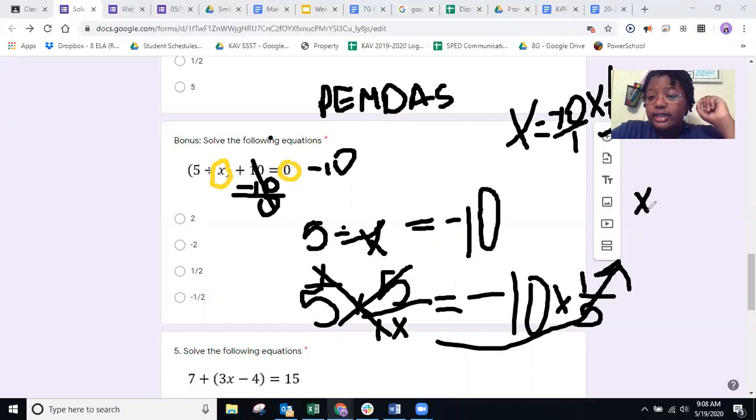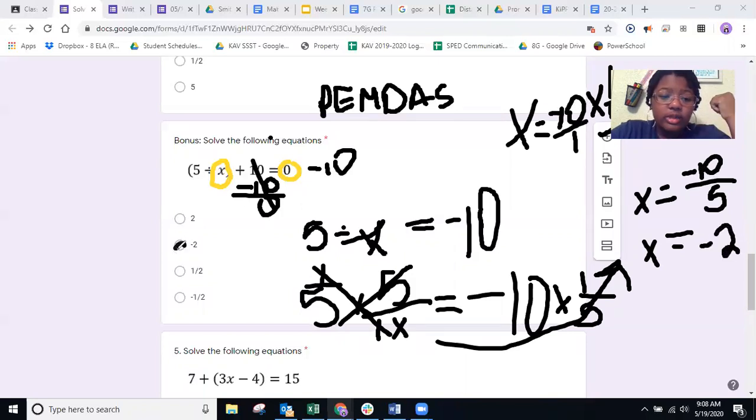So that's the same as negative 10 over 1 times 1 over 5. So we get x is equal to, multiplied across, so negative 10 times 1 is negative 10. 1 times 5 is 5. So negative 10 over 5. We simplify that by dividing, so we get x. I know 10 divided by 5 is 2. Got to keep that negative, so x equals negative 2. So your answer should be B.